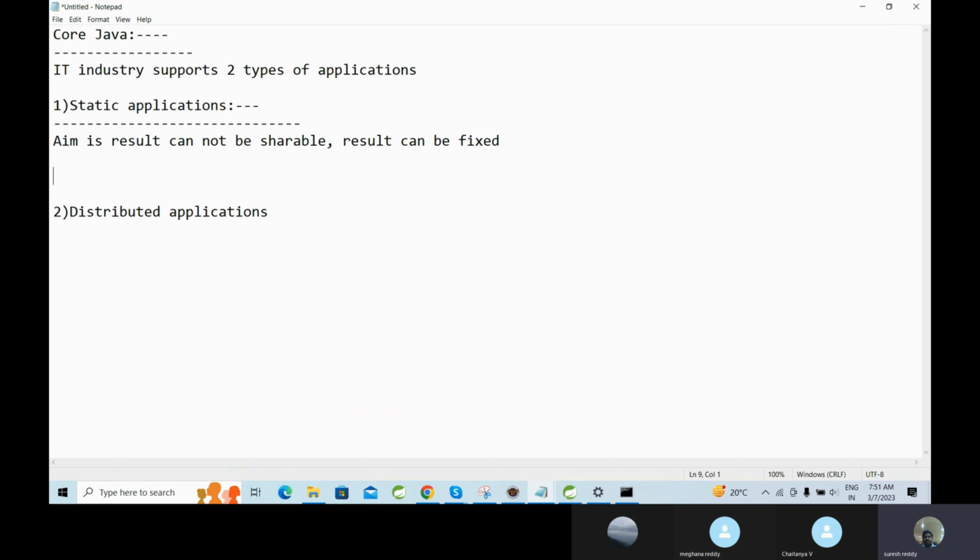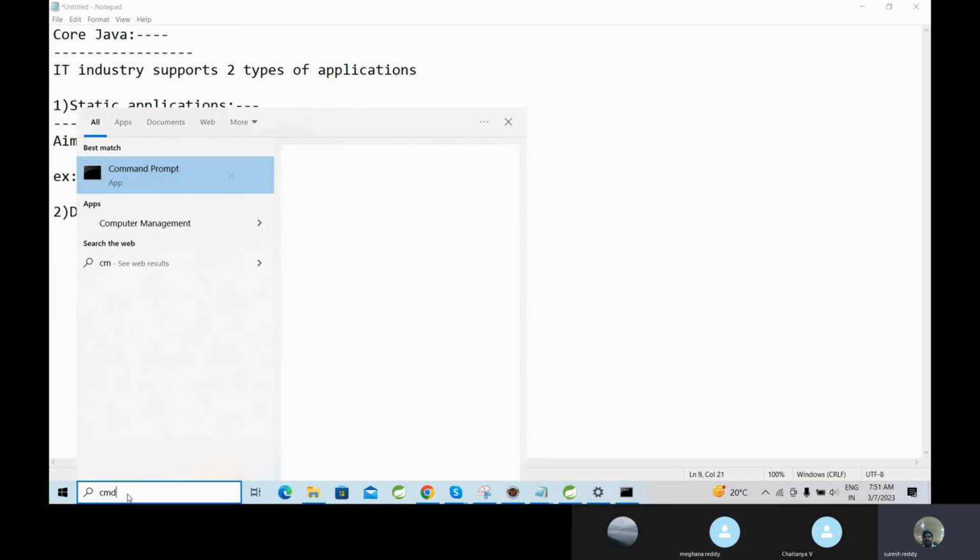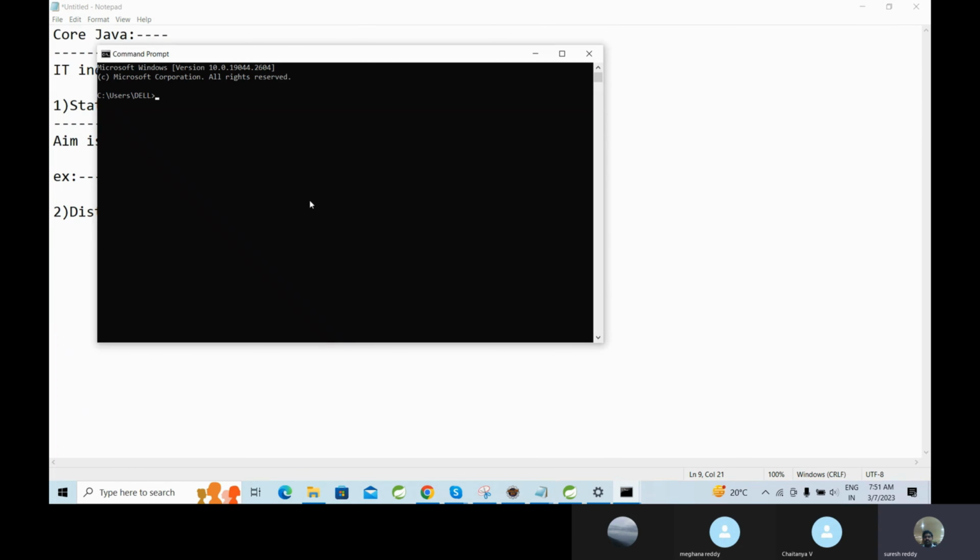The best examples are command prompt, SQL Plus, and CD. Here I opened one command prompt. This command prompt belongs only to my system, not your system. The result cannot be distributed, meaning this command prompt belongs only to my system. This type of application is known as a static application.